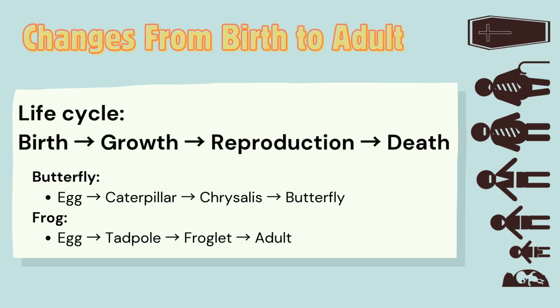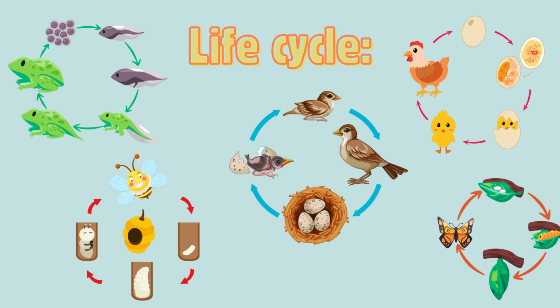With a butterfly, an egg, and remember when that egg hatches it's birth, and then grows to a caterpillar, and then after a while, a butterfly, and the butterfly dies, and then the cycle repeats itself. Exactly, with a frog, it's an egg, a tadpole, a froglet, and then an adult. And guys, you need to know these life cycles. Here are pretty examples of a few life cycles of a bird, a chicken, a butterfly, a bee, and a frog.